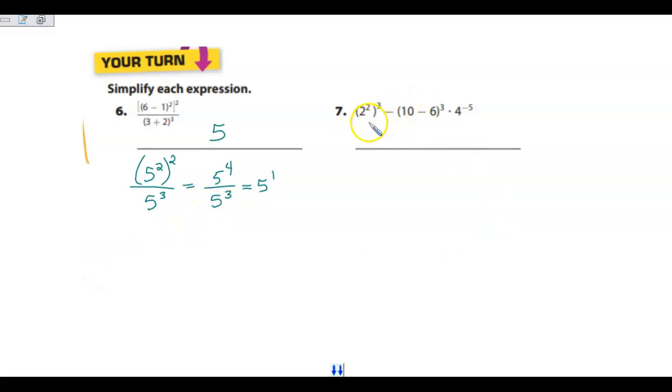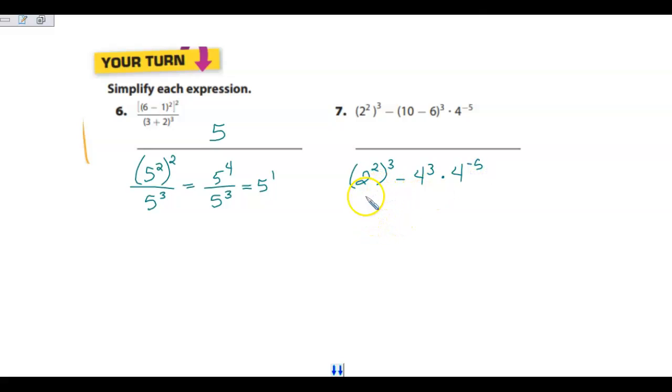On number 7, I have 2 to the 2nd power to the 3rd power minus 10 minus 6 to the 3rd power times 4 to the negative 5th power. And the first thing I want to do is, if I can, simplify anything inside the expression. So I have 10 minus 6, that's 4. So I'm going to bring everything else down. Minus 4 to the third power times 4 to the negative fifth power.